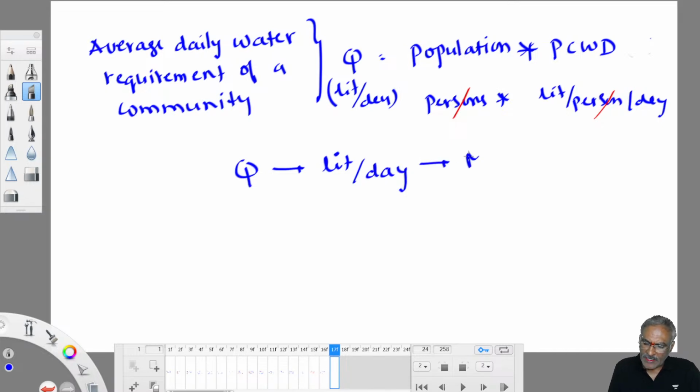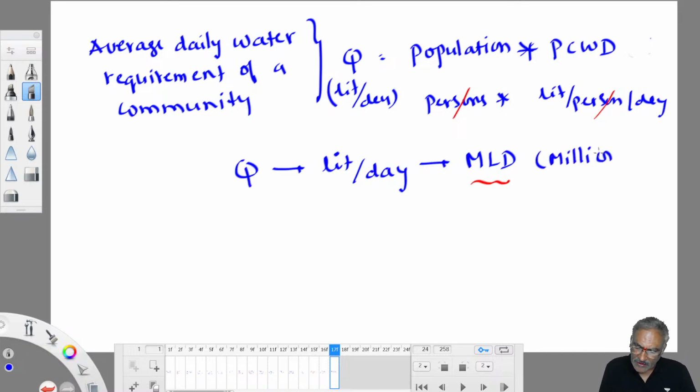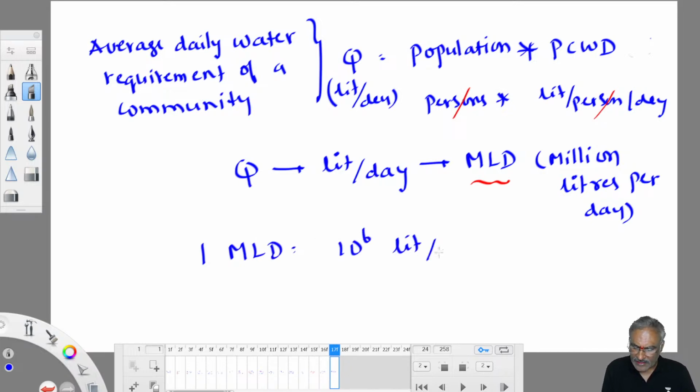We convert this liters per day into MLD. In India we write MLD; in the US people calculate in MGD. MLD stands for million liters per day, so we get a small number. So 1 MLD is equal to 10 power 6 liters per day. Therefore 1 liter per day is equal to 1 by 10 power 6 MLD.